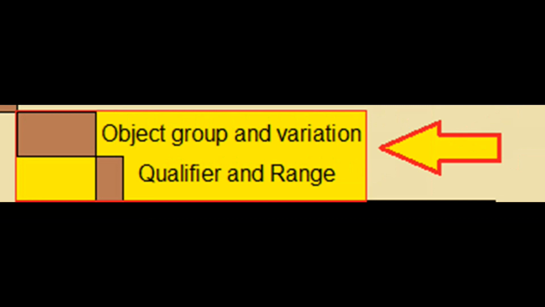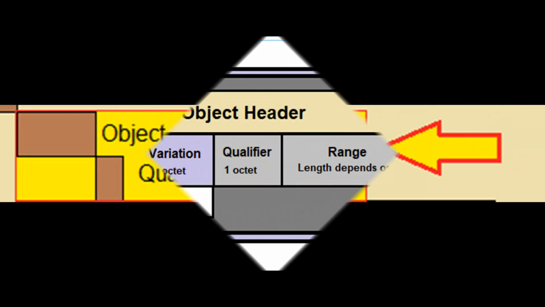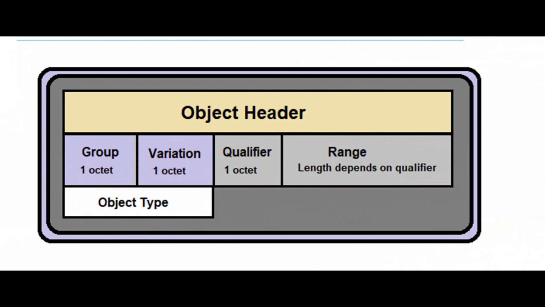And the place where we are in the entire DNP3 picture is at the object group and variation, qualifier, and range area. The object group, variation, qualifier, and range are contained in an object header, which has 3 parts at least, but more commonly 4. These include the object type field with object group and variation, the qualifier field, and the range field.